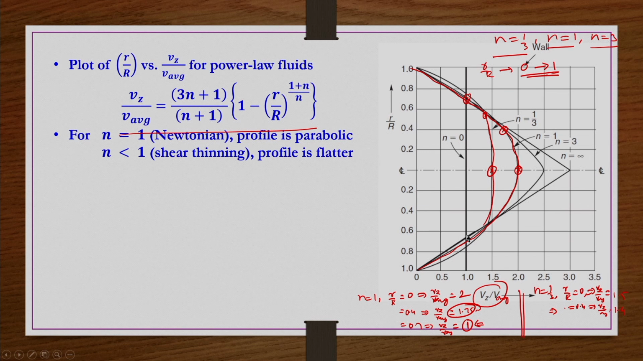And then similarly, if you do it for a shear thickening fluid, let us say if you take n equals 3, then at r by R equals 0, Vz by V average you are going to get 2.5, that data point is here. So, likewise for other r by R values for n equals 3, if you obtain the data points and plot them together here, you are going to get a steeper profile like this. So, shear thickening fluid profile is sharper, and as n increases it becomes very sharp.